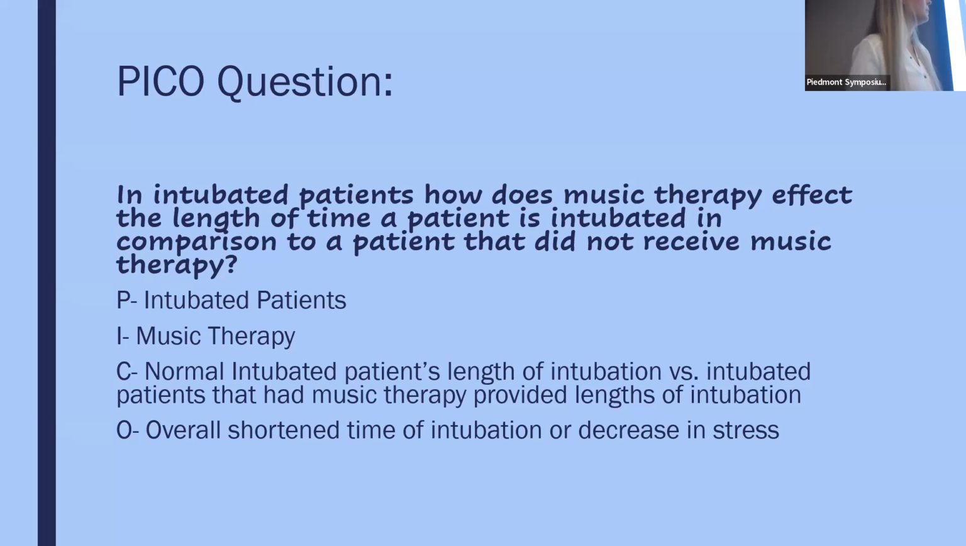My P, which is my population, is intubated patients. My I, which is my intervention, was music therapy. My C, which is comparison, was normal intubated patients' length of intubation versus intubated patients that had music therapy provided during lengths of intubation. And my O, which was outcome, was the overall shortened time of intubation or decrease in stress.